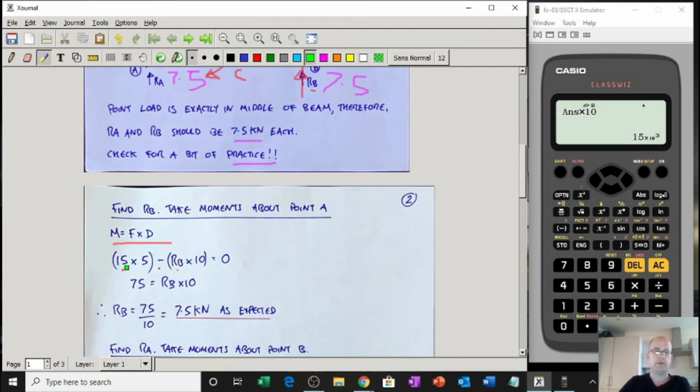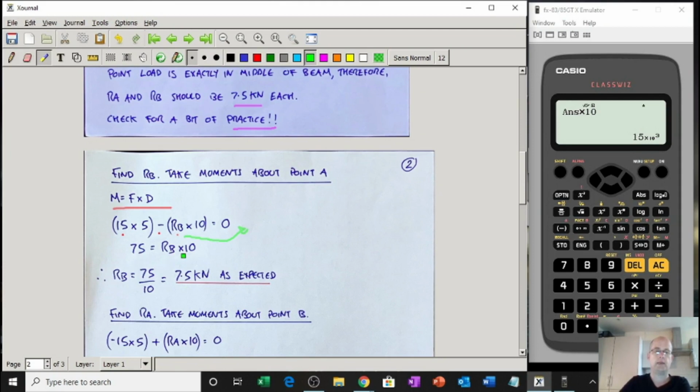What I've done there is I've done 15 times by 5 is 75. This minus RB times 10, I've brought it across to there. So now we've got RB times 10, so we made it positive. Nice and easy. Then you should be able to leave the RB there. This is times by 10, so to get rid of that, divide both sides by 10. That's what you're doing really. That gets rid of that, and we leave the 75 over the 10, leaves the RB there. So therefore, reaction B is 75 divided by 10.